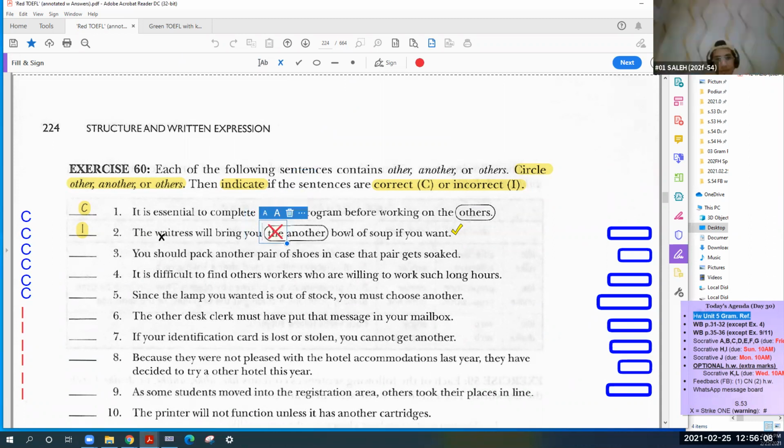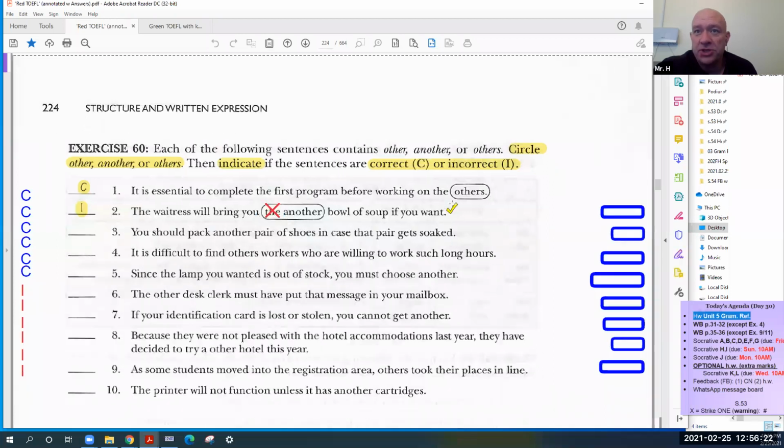The waitress will bring you another bowl of soup. Yes, there are two ways. Who said that? Saleh. Yes, correct, there are two ways. In fact, I'll have to open up the message to show you. I'll show you the message here. There are two ways.